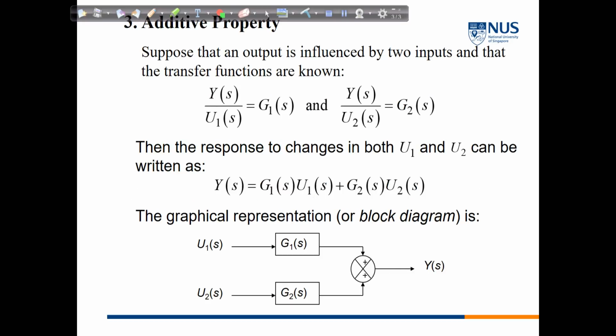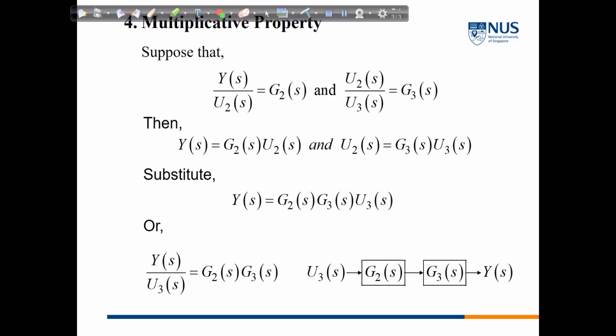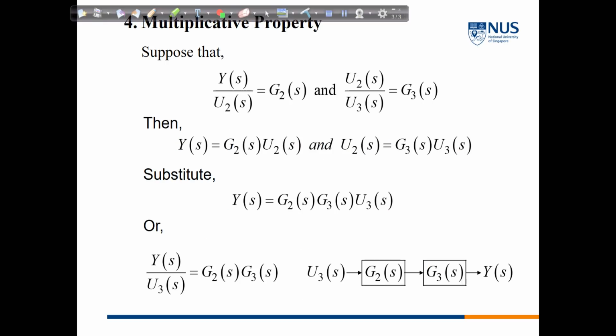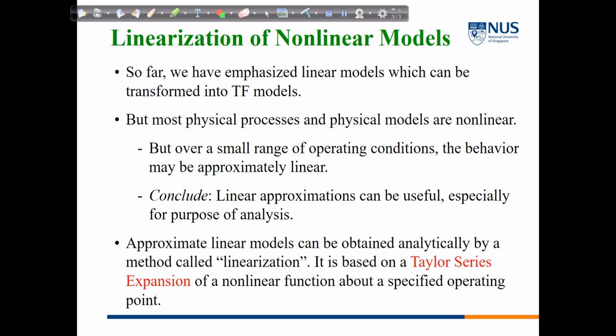Some nice features include the additive properties, so two transfer functions can be combined together, as well as a multiplicative property. So if they have operation in series, so additive is a parallel format, they can be added together. The multiplicative is an in-series structure, they can be multiplied together. Okay, that's the basic summary for what we have discussed.